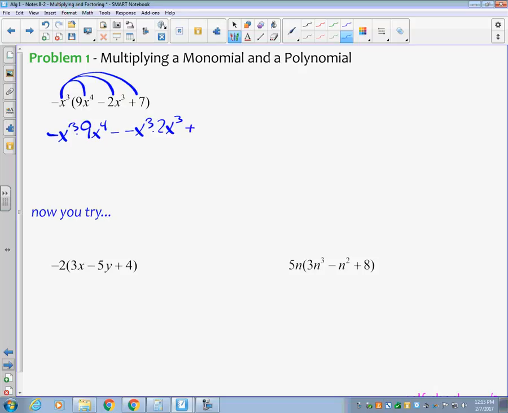And plus negative x cubed times 7. So we're going to combine, everybody gets a negative x cubed. The signs, the pluses and minuses stay the same, but as we see negative and negative or negative and positive, we'll change it as needed. So this is negative 9x to the 7. Negative and negative give it a positive. We have a 2x to the 6 because we're adding our exponents together. Positive and negative give us a negative, and the number for that is 7. And we have an x cubed.